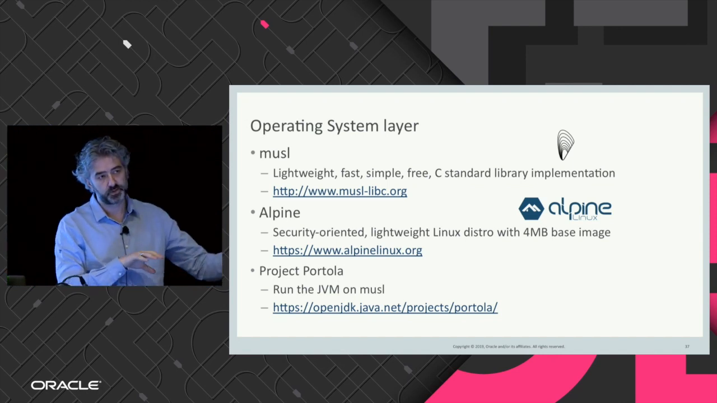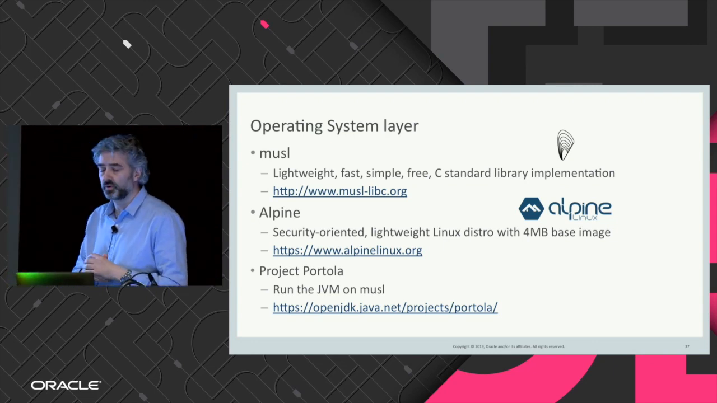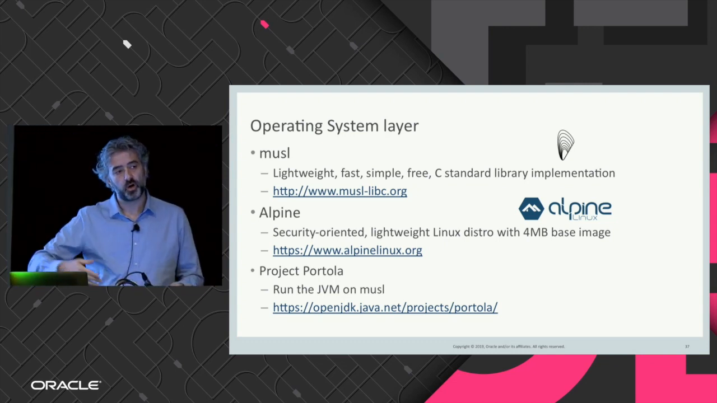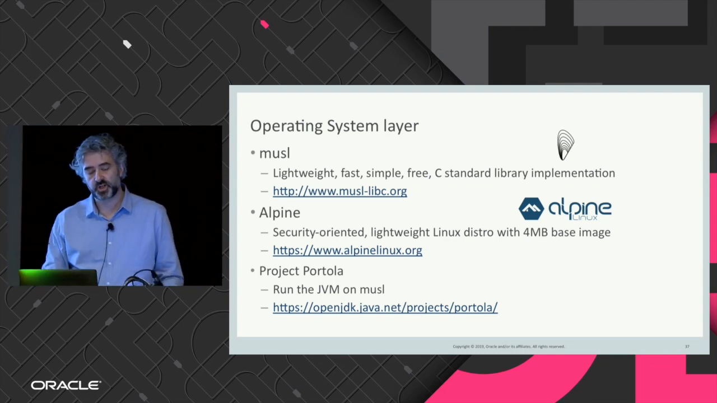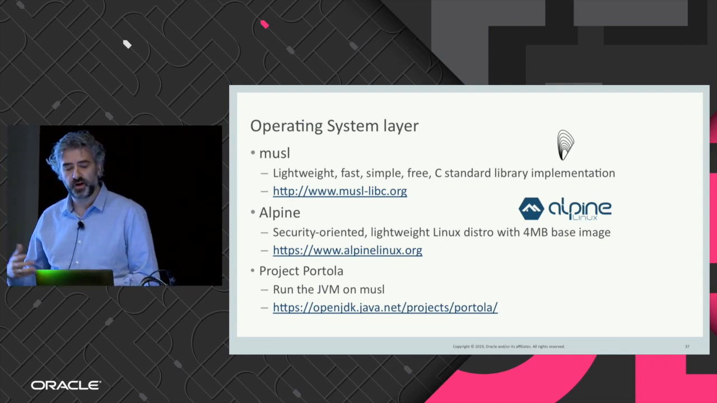And Java, by default, is using an alternative, which is glibc. Now, we have the Project Portola, and the goal of Project Portola is to basically build OpenJDK on top of musl. So using Project Portola, we can use a Java virtual machine on top of Alpine.